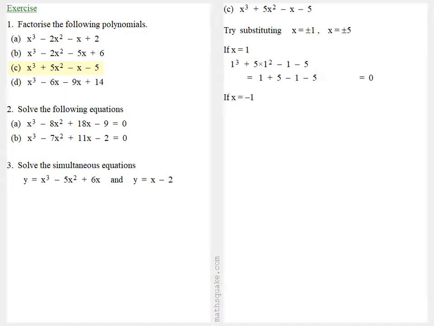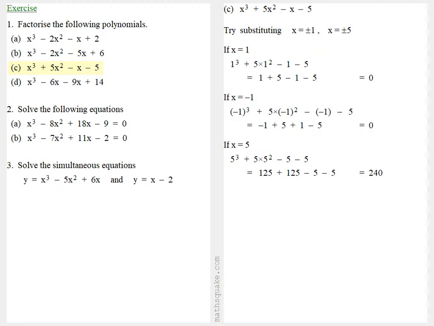If x is minus 1, we have minus 1 cubed plus 5 times minus 1 squared minus minus 1 minus 5. That is minus 1 plus 5 plus 1 minus 5, which is 0. If x is 5, we have 5 cubed plus 5 times 5 squared minus 5 minus 5, which is 125 plus 125 minus 5 minus 5, which is 240.